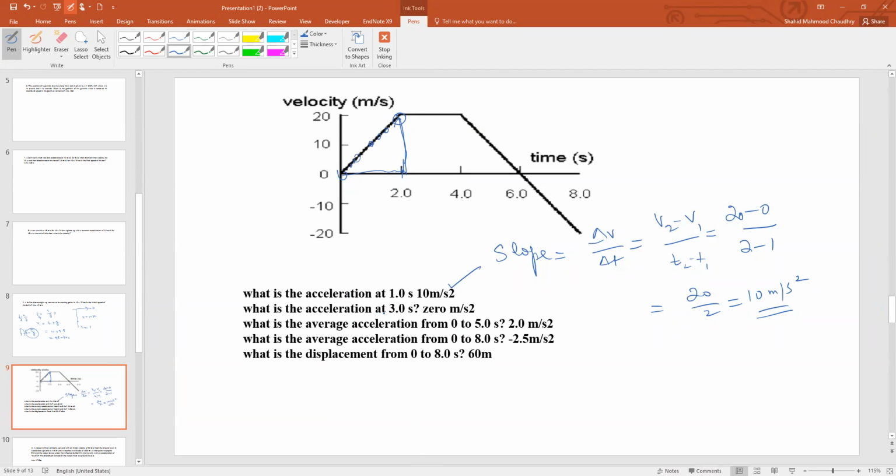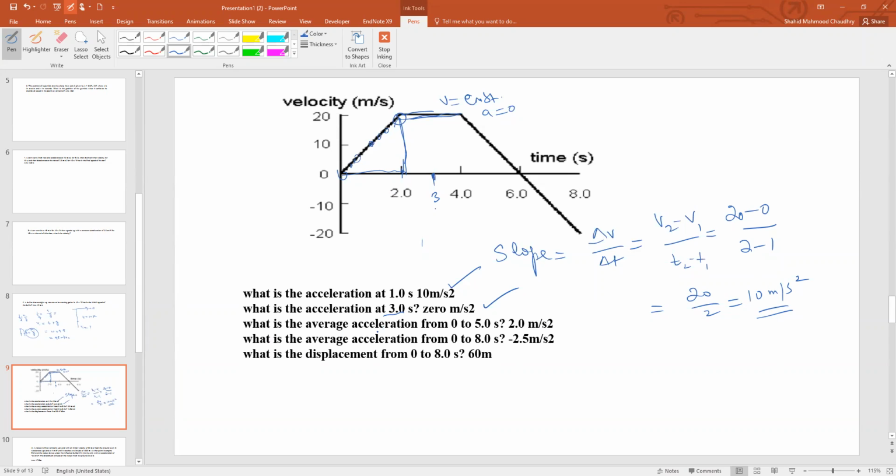What is the acceleration at 3 seconds? So 3 seconds is here. At 3 seconds, the line is parallel to the time axis, so velocity is constant. Acceleration will be 0. Okay, understand?